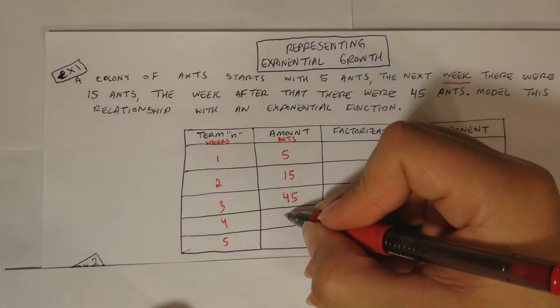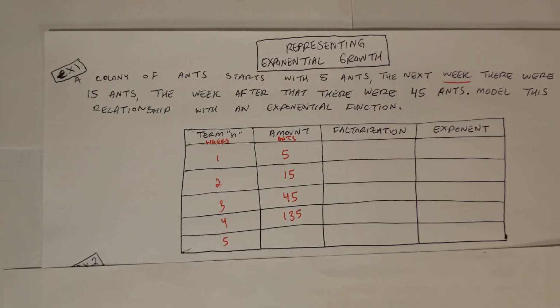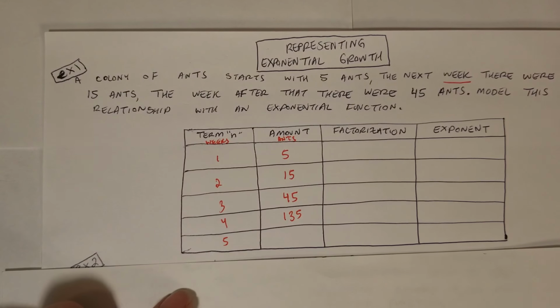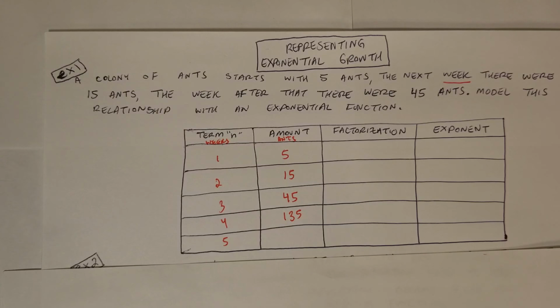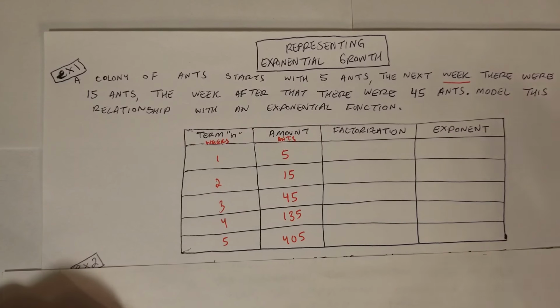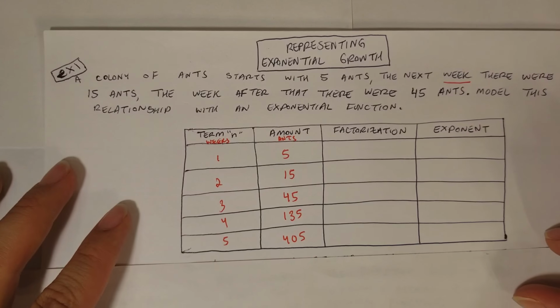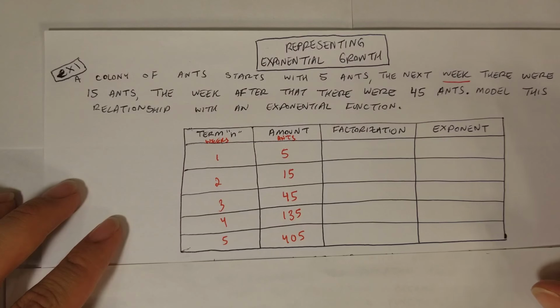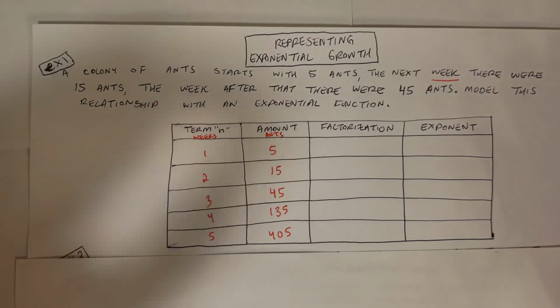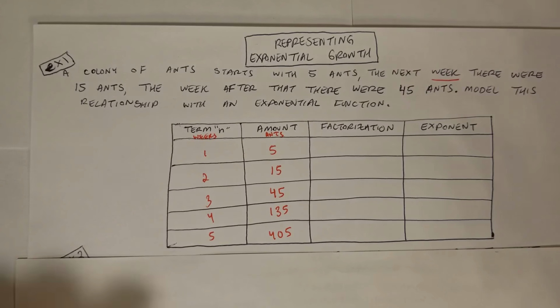is 135. And then 135 times 3, let's see, is 200. Wait, did I do that wrong? Yes, I sure did. So 405. Okay. Hopefully you have a calculator, and it'll be easier to fill out the table, which I don't at the moment. So we have 5, 15, 45, 135, 405. We're multiplying by 3 each time.